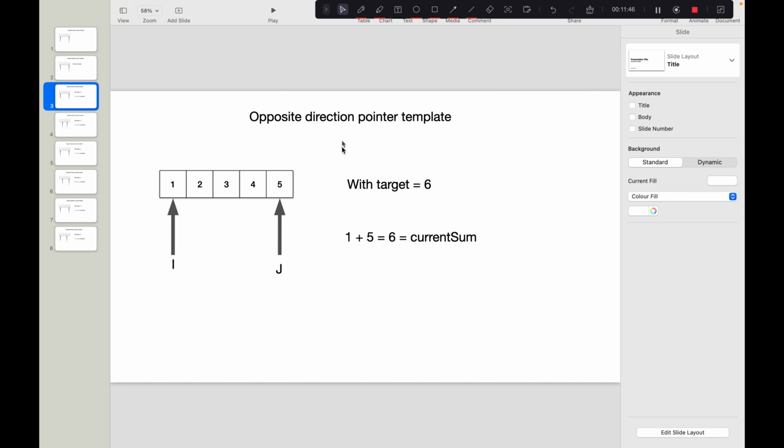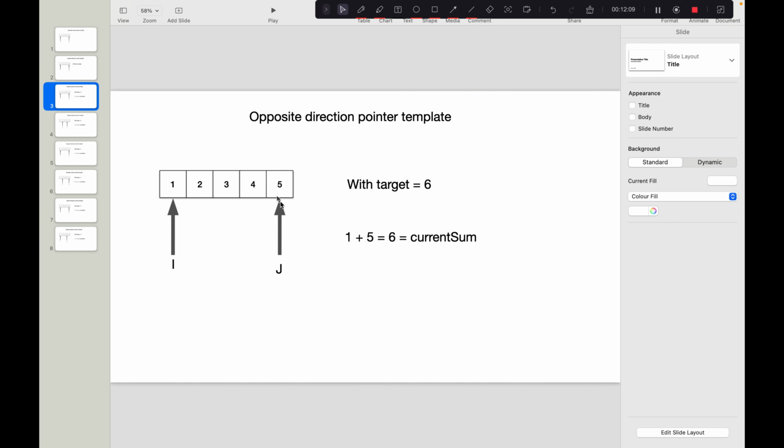Okay, so what we are doing here, we have a sorted array. We are summing up two indices' numbers, and then we are checking whether it is equal to our target or not. So we are summing up 1 and 5. This is our current sum. 1 plus 5 is equal to sum, so this is equal to 6. That means it's matching our target.